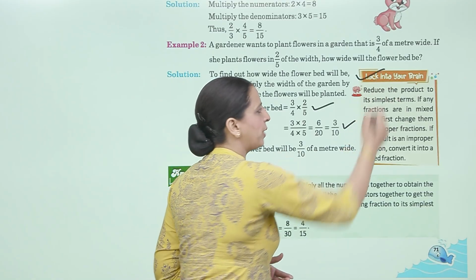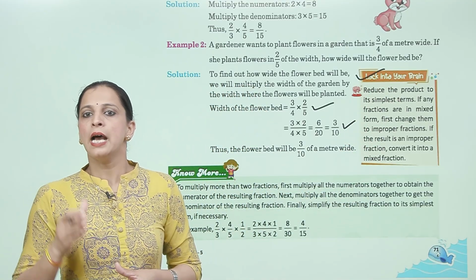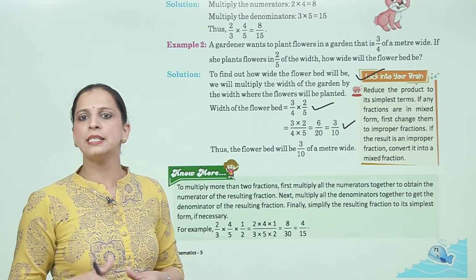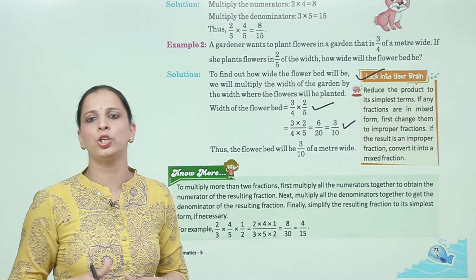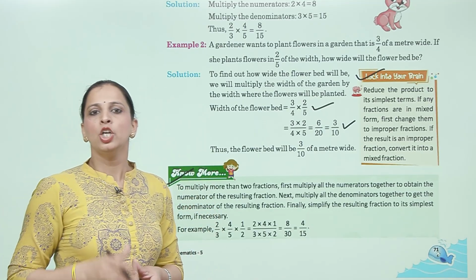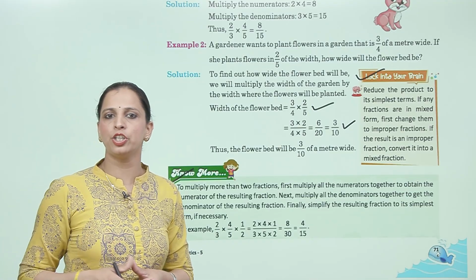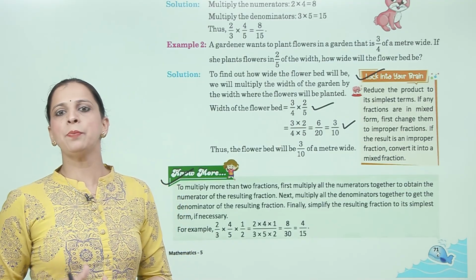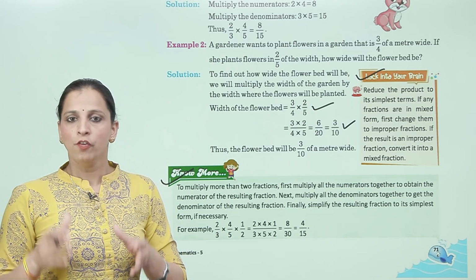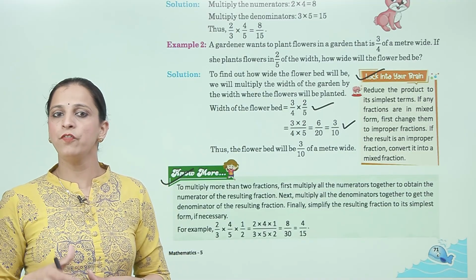Now lock into your brain. Reduce the product to its simplest term. If any fractions are in mixed form, first change them to improper fraction. If the result is an improper fraction, convert it into a mixed fraction. Now, to multiply more than 2 fractions, first multiply all the numerators together to obtain the numerator of the resulting fraction. Next, multiply all the denominators together to get the denominator of the resulting fraction. Finally, simplify the resulting fraction to its simplest form if necessary.